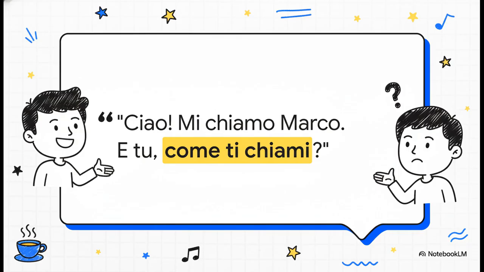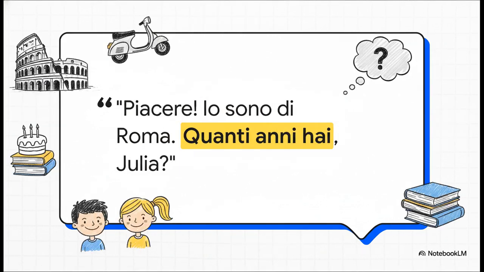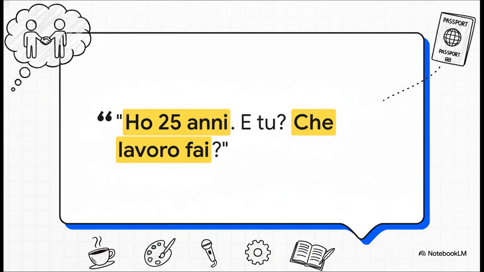Hi, my name's Marco. And you? What's your name? And Julia replies, nice to meet you, Marco. I'm Julia. I'm from Manchester. See that word piacere? That's your go-to for pleasure or nice to meet you. Nice to meet you. I'm from Rome. How old are you, Julia? He answers her question and asks one of his own. Perfect. And Julia brings it home. I'm 25. And you, what do you do for work?